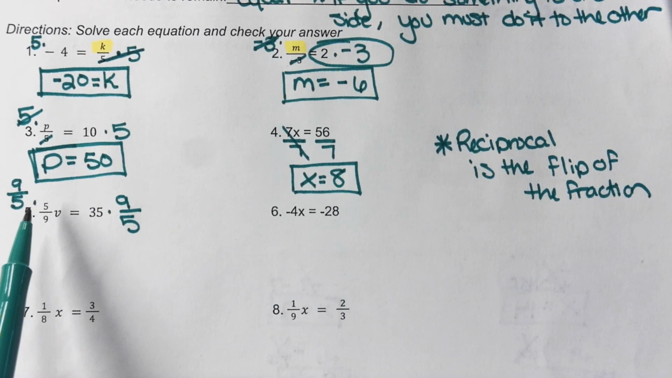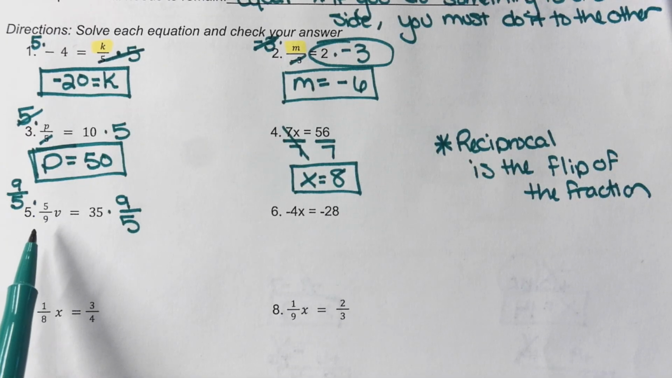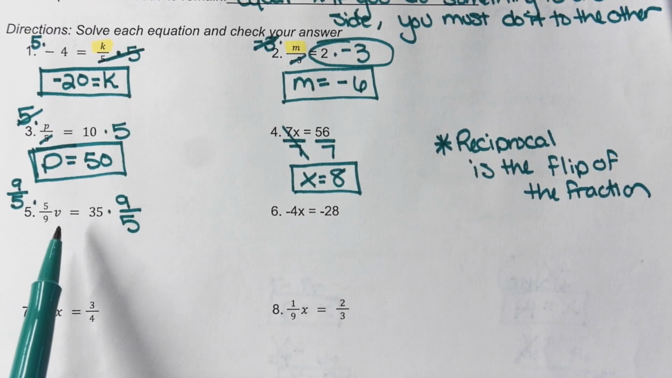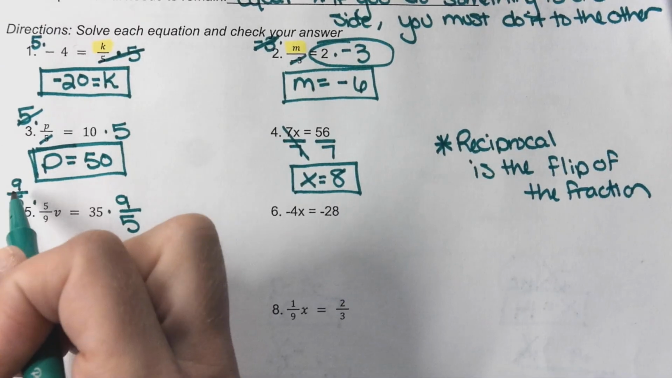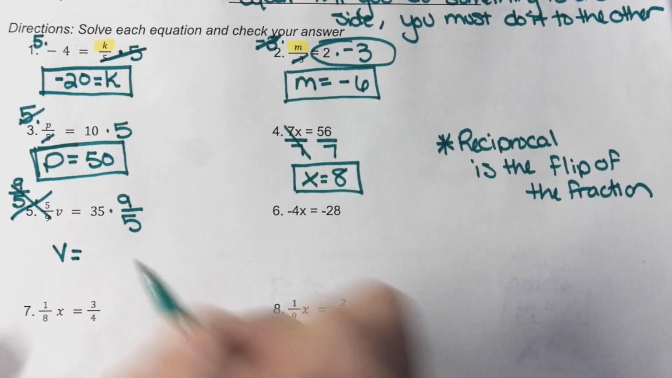9 times 5 is what? 9 times 5, what's that? 45. 5 times 9 is 45. And so when you divide those, you get 1. So that's why this works. So we multiply by the reciprocal, so we get V equals.